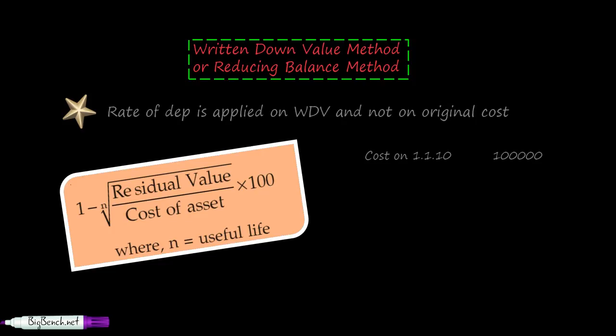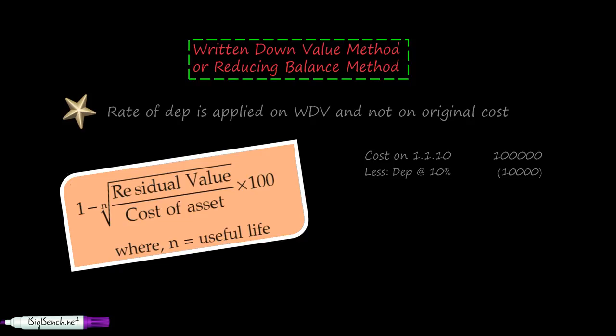Let me illustrate how this rate of depreciation will be applied in the books of account. So let us assume that the cost of asset is 1 lakh and we buy this asset on 1st January 2010. We will apply depreciation at the rate of 10% on 1 lakh, which comes to 10,000. Now whether it is SLM method or WDV method, the amount of depreciation will remain the same for the first year, because in both cases we will be applying the rate on the original cost. There is nothing called WDV for the first year.